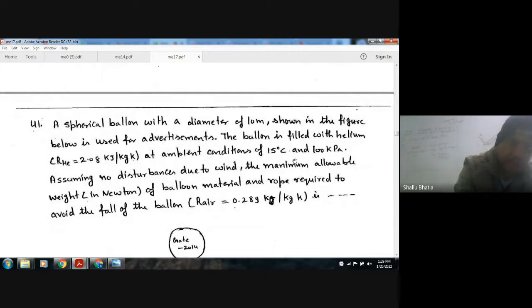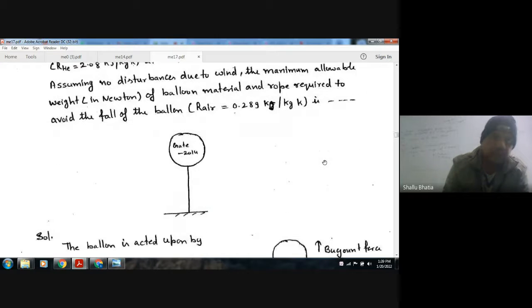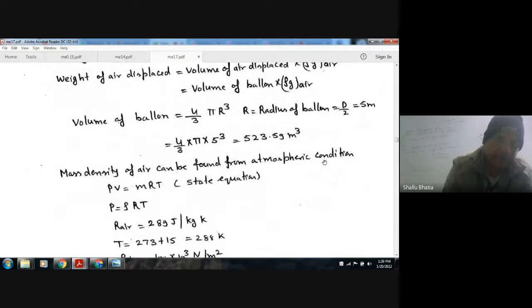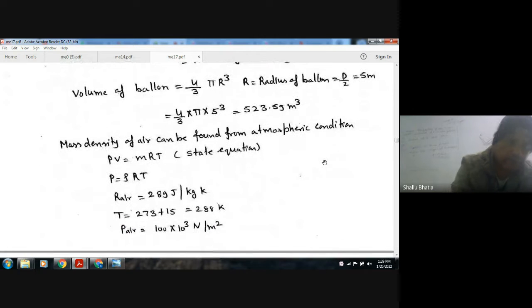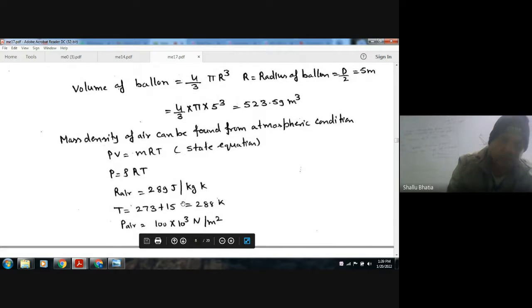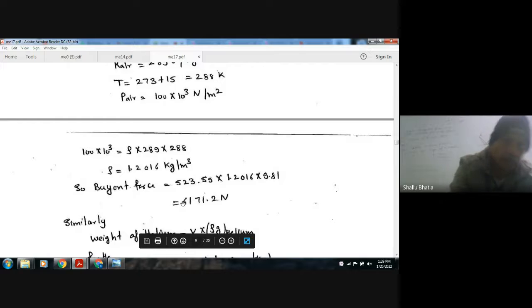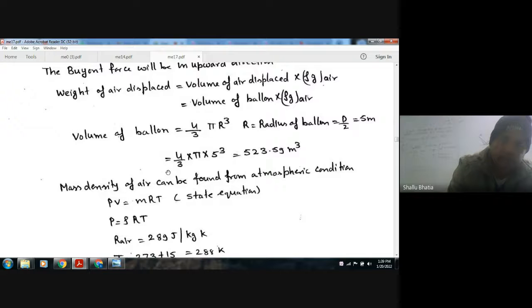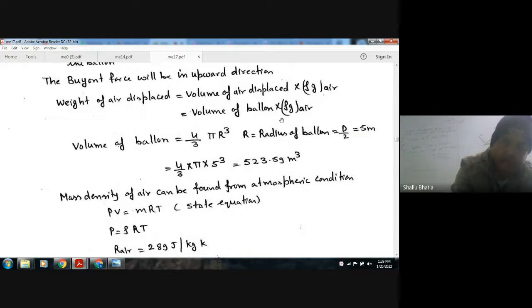That is 15 degrees Celsius and 100 kPa. From this we can find out the density of air. So T is 288 Kelvin and P is 100 times 10 to the power 3, and R is 288. So from this we can find out rho. So rho for air is now 1.2061016. Okay.